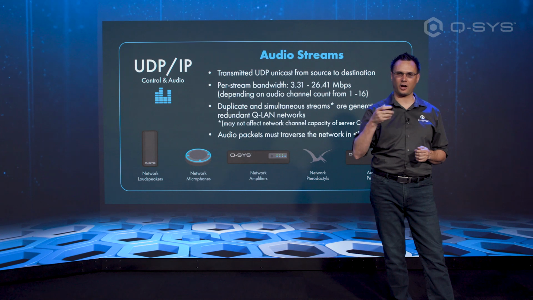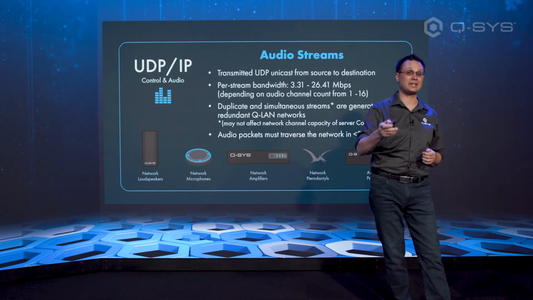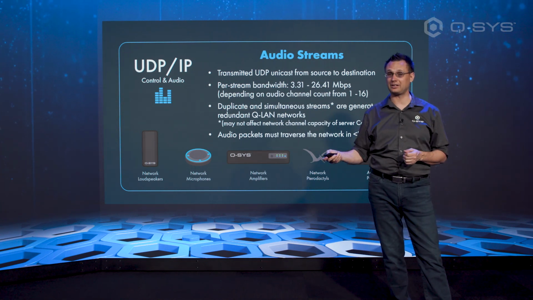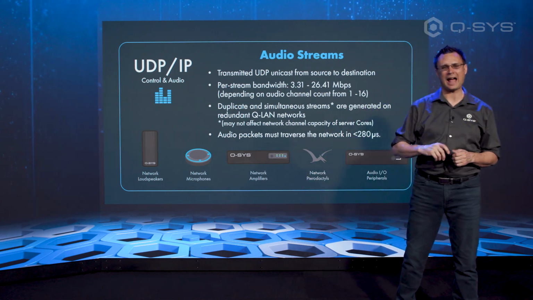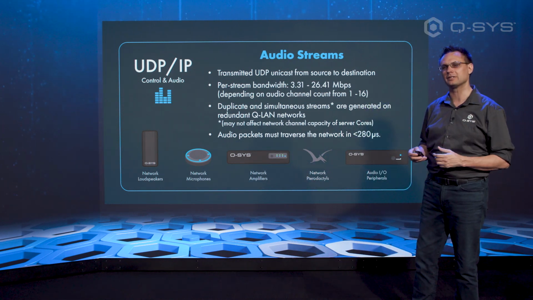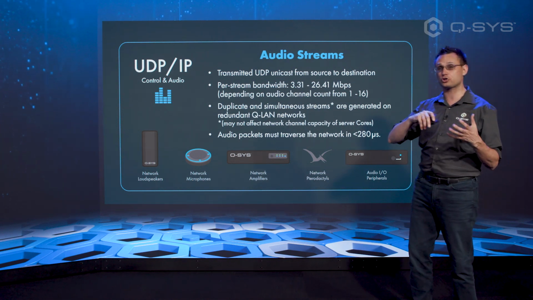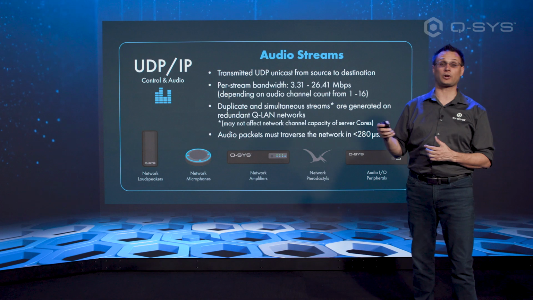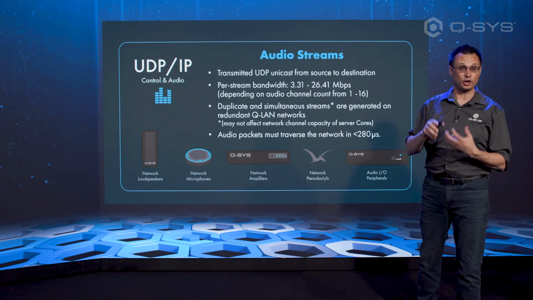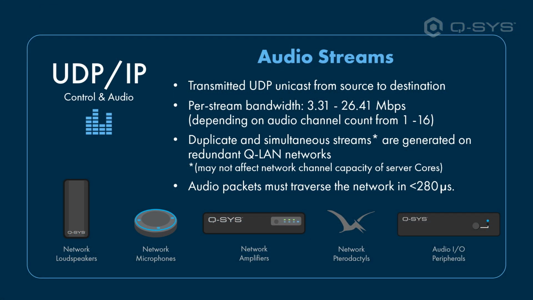We know that an audio channel is a unicast point-to-point UDP connection. We know that already. But how much bandwidth does that require? Let's take a look at that. Every single network audio stream, which may have multiple network audio channels within it, could use between 3.31 to 26.41 megabits per second, depending on how many network audio channels are within that stream. We'll take a look at that calculation on the very next slide, and you'll see where those numbers are coming from.